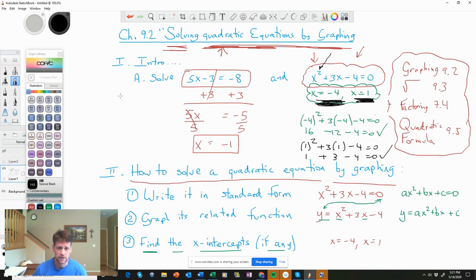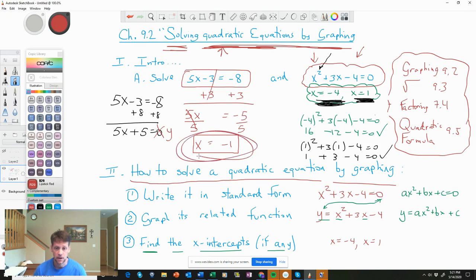So for example, with this linear equation, 5x minus 3 equals -8, if I had to just put this in standard form, so add 8 to both sides and get a 0 on the other side, 5x plus 5 equals 0, and then simply replace the 0 with a y and graphed it, you'll see that it crosses at x equals -1. I'll show you.